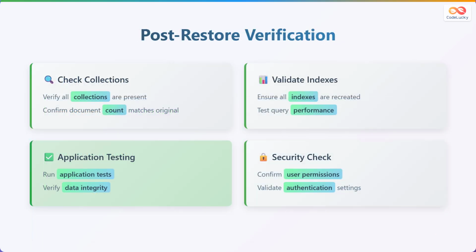After restoring a MongoDB database, it's essential to perform post-restore verification to ensure that the process was successful and that the data is intact. First, check the collections to verify that all collections are present and confirm that the document count matches the original. Second, validate the indexes to ensure that all indexes are recreated and test the query performance. Third, run application tests to verify data integrity and ensure that the application functions correctly with the restored data. Finally, perform a security check to confirm user permissions and validate authentication settings.